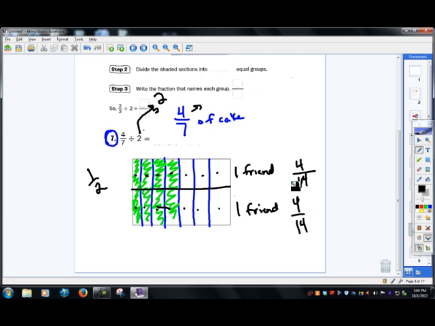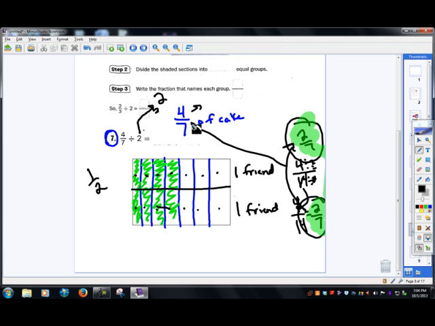Now, keep in mind, we always want to simplify. What is a common factor of these two numbers? Well, 2. So divide them both by 2. They're both even, right? That's 2/7 and 2/7. So one friend got 2/7, another friend got 2/7. Let's make sure it makes sense. If one friend got 2/7, another friend got 2/7, that means together they have 4/7. Isn't that how much cake we started with? Yes, it is. Let's go to the next page.